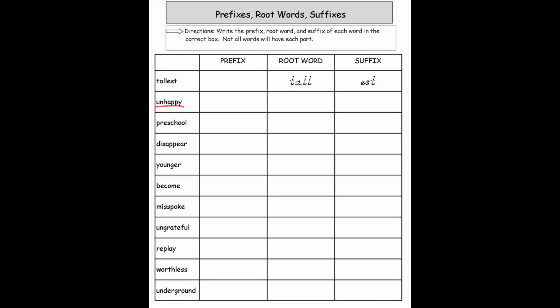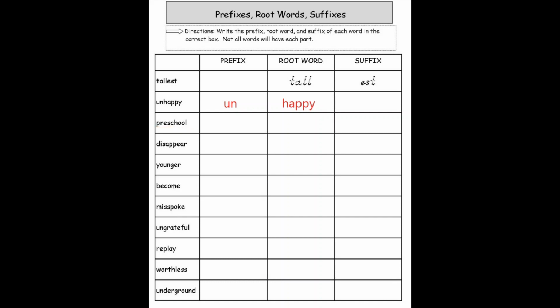So we have unhappy here, and the root word for unhappy would be happy. So pretty much we've already answered what it's going to be. It's going to be a prefix, because there are the two letters un in front of happy. So that is the answer for unhappy. Preschool.